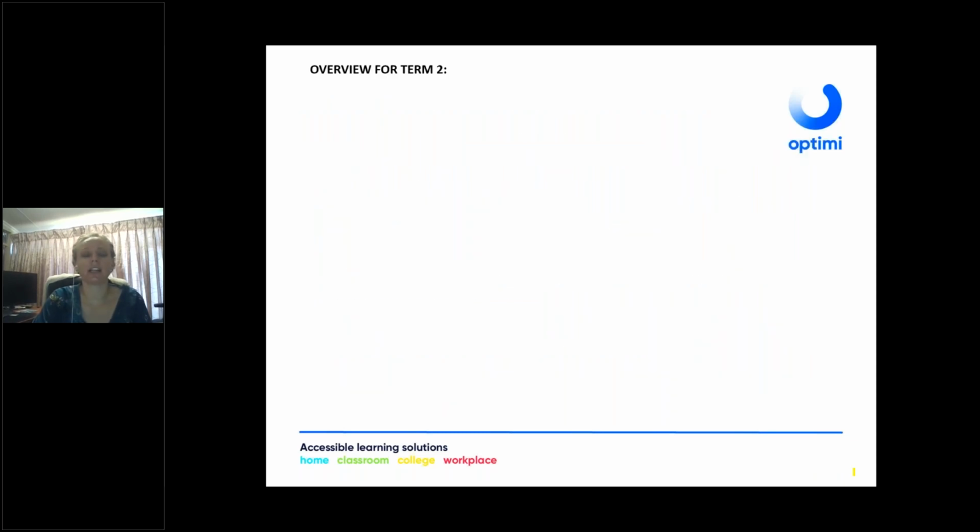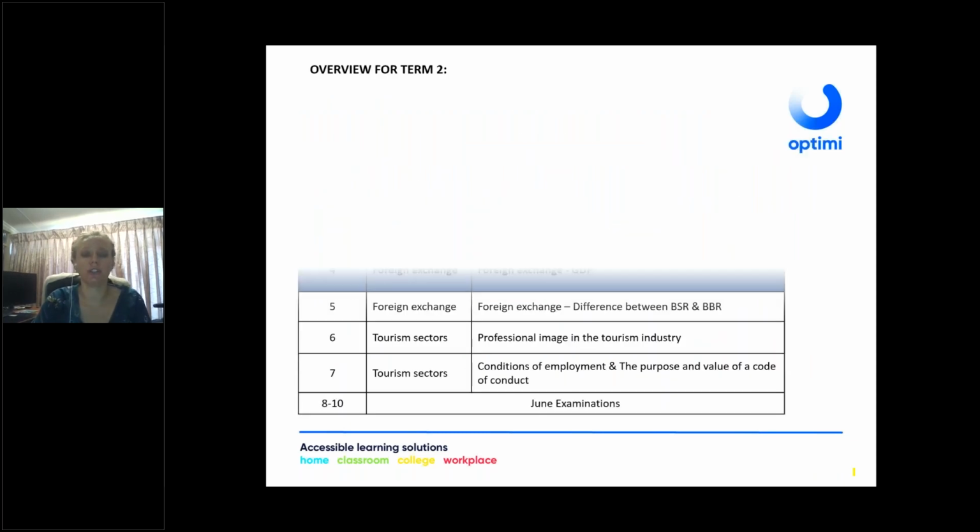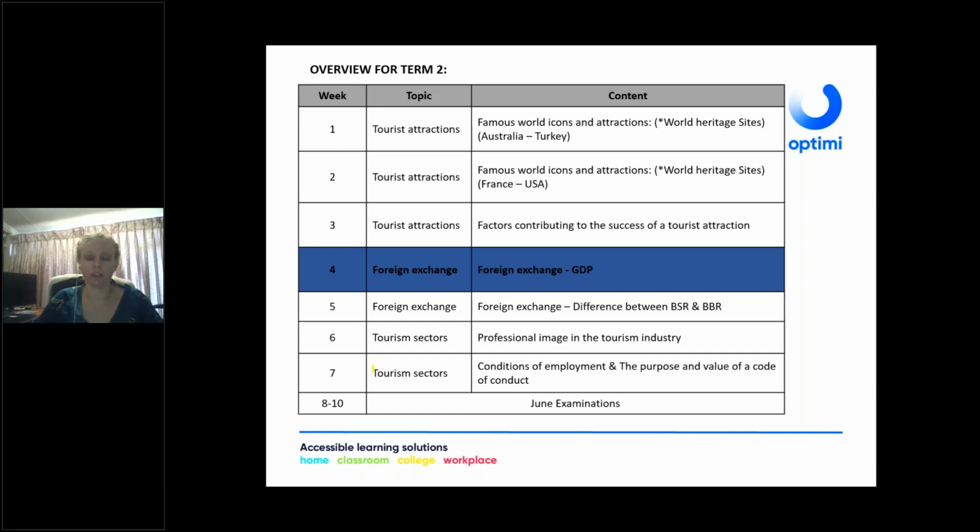Okay, so let's start. First of all, we're just going to have a quick overview for term 2 again. We are now in week 4 of term 2, and today we're going to look at foreign exchange, more specifically the GDP. Or we're going to talk about the GDP.